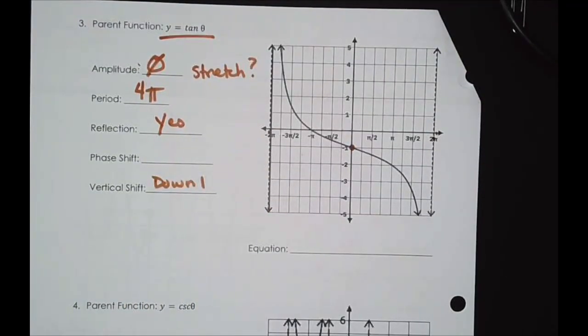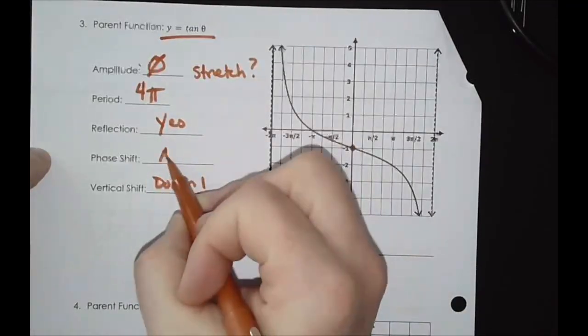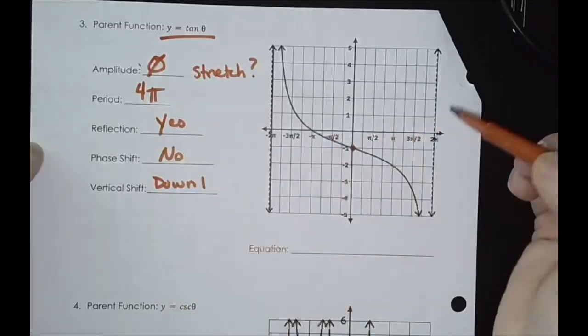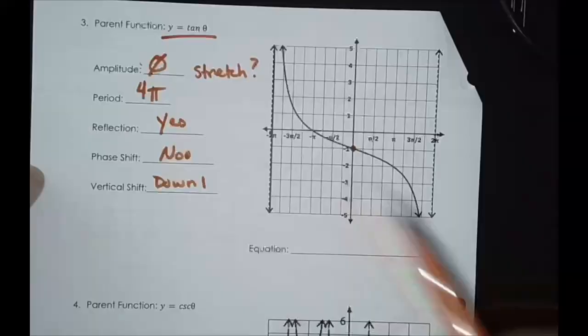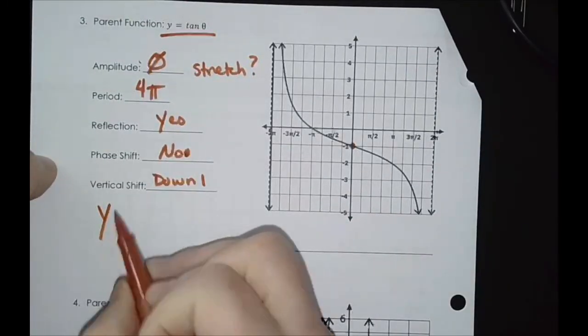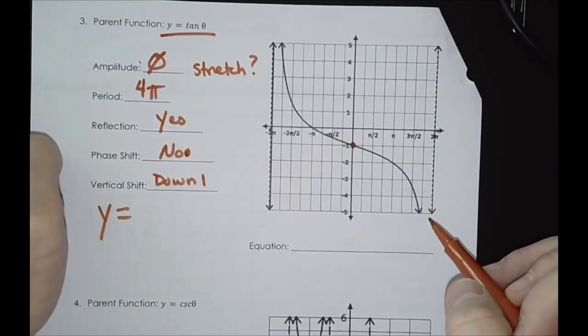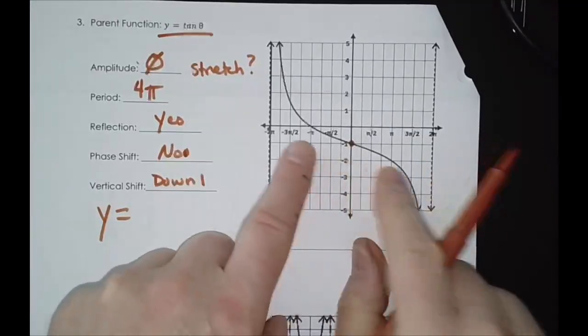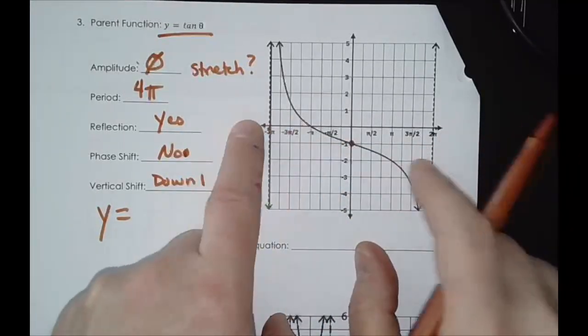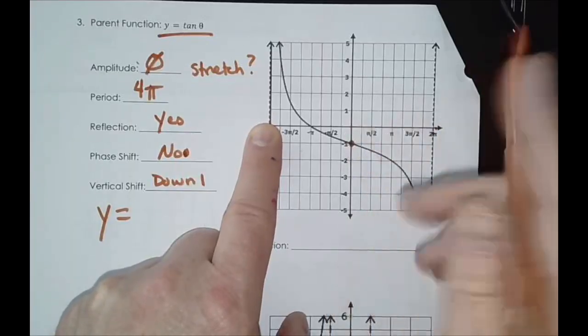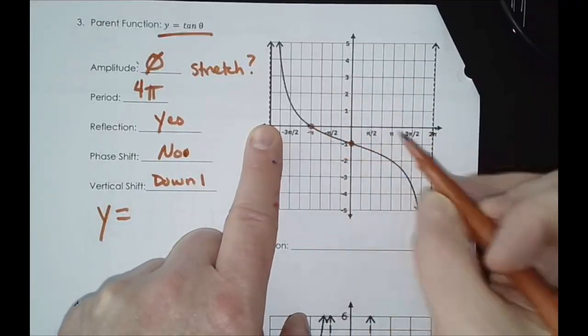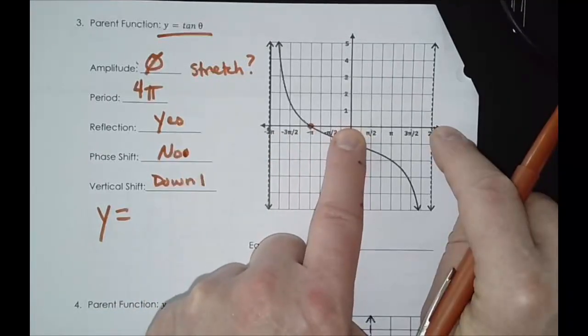Is there a shift to the left or the right? No. Well, technically no. We're going to go y equals. Now, could you tell what would be halfway in between here, the middle, and here? What's halfway in between? Negative pi. And what's halfway in between here and here?